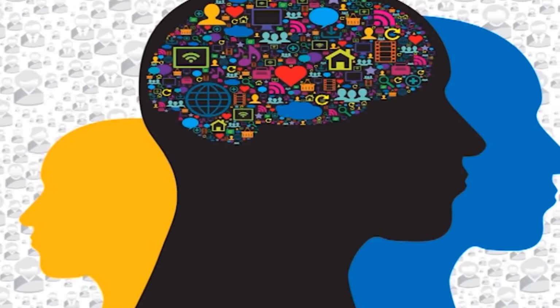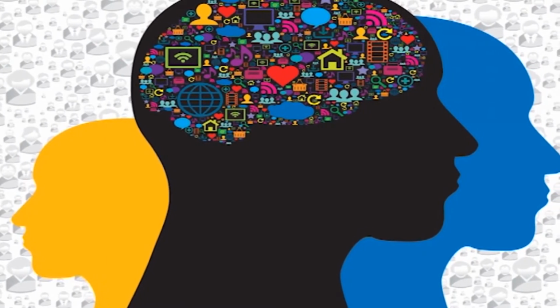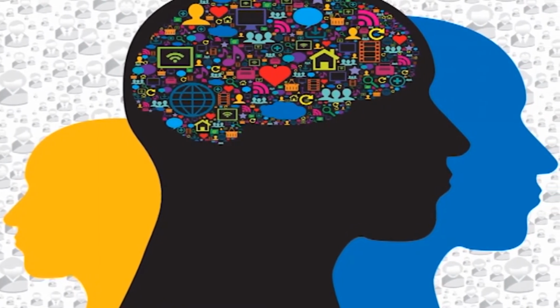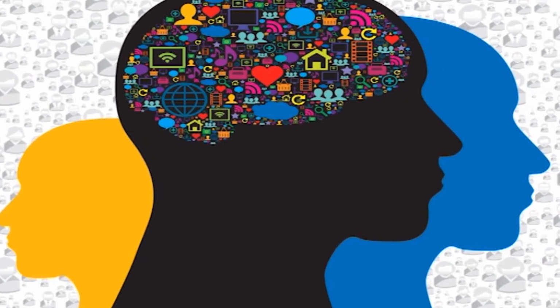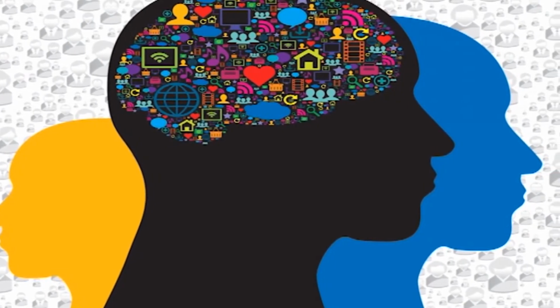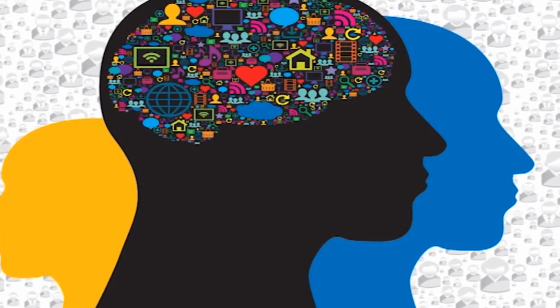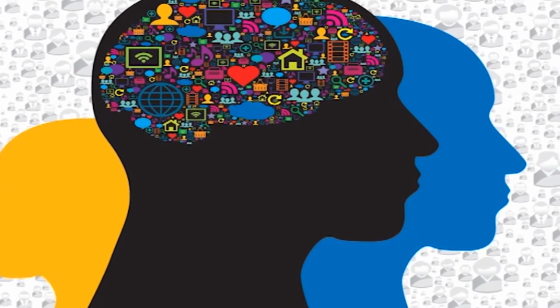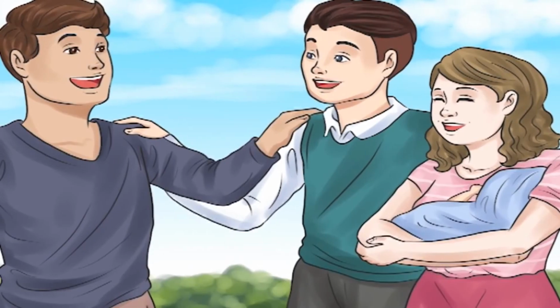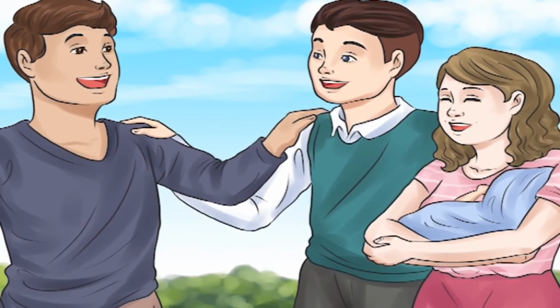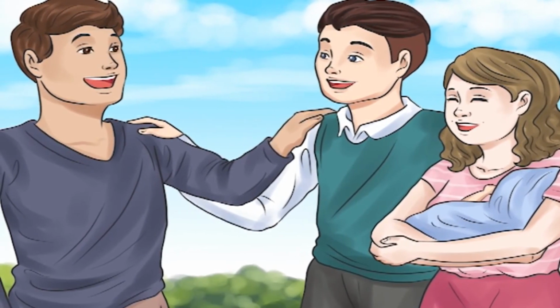Attention span is a measure of how easily distracted a person is, and longer attention spans usually make it easier for people to complete tasks and remain organized. A person's attention span also affects social interactions.